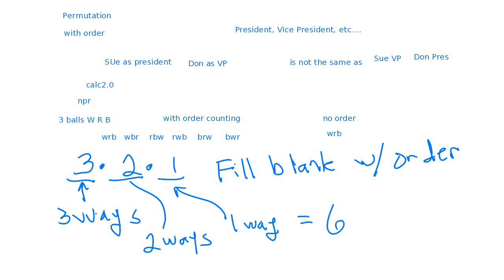Now, if we had 100 balls with 100 different colors, we need a formula for that. So this is what I'm getting to. I'm getting to the formula. This can be written as 3 factorial. And that little exclamation point means that you start at that number 3 and you go down by 1 each time.